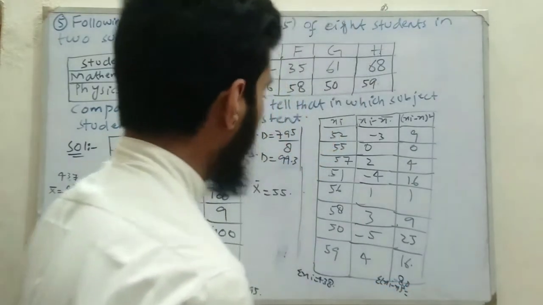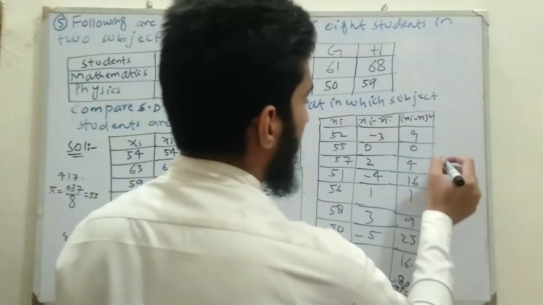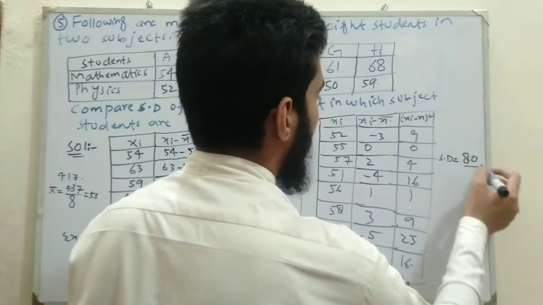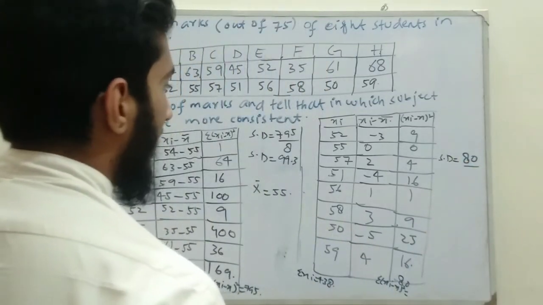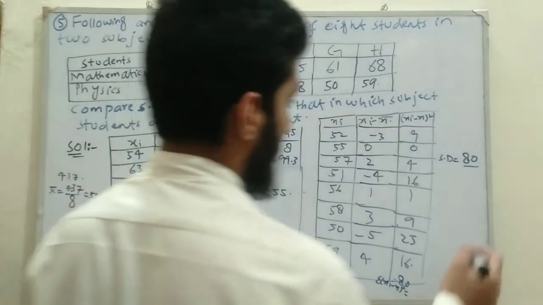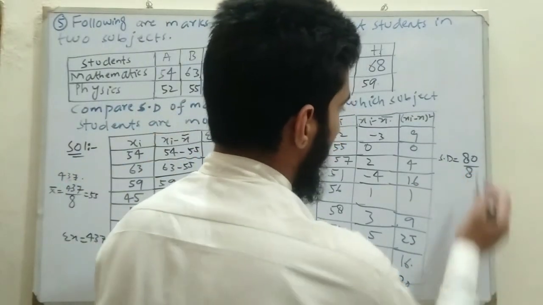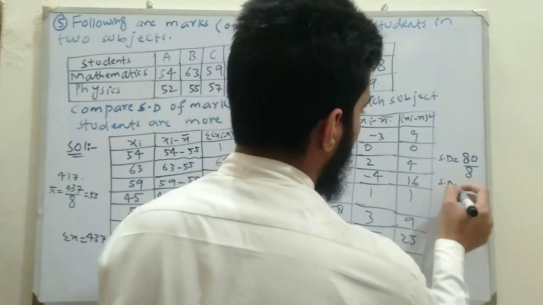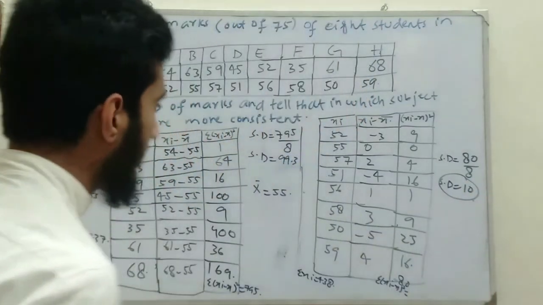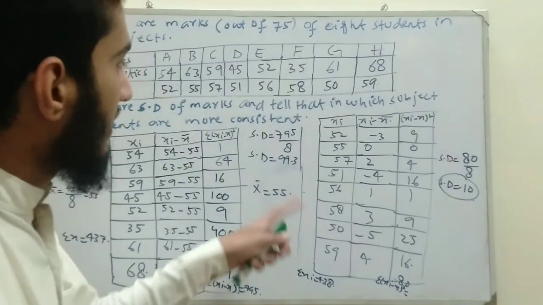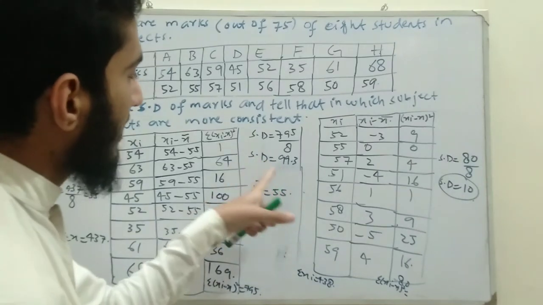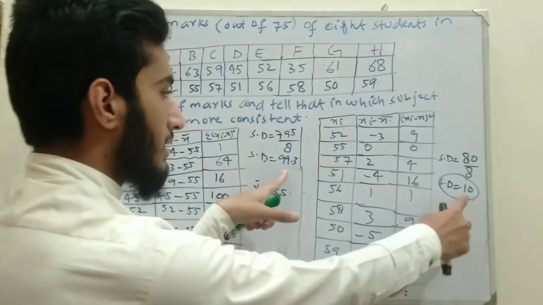Now we are using the same formula for finding the standard deviation. So our standard deviation will be the summation of (xi minus x bar) whole square, which is 80, divided by n. N is the total number of values, which is 8. So 80 divided by 8 gives us a standard deviation equal to 10. So for the physics student the standard deviation is 10, and for the mathematics student the standard deviation is 99.3.